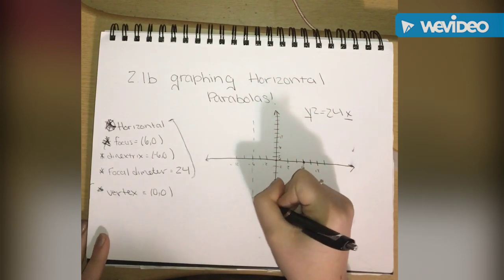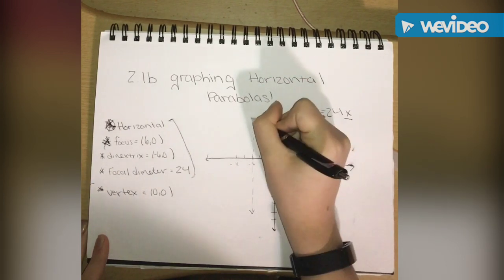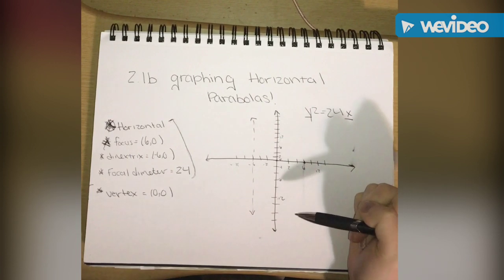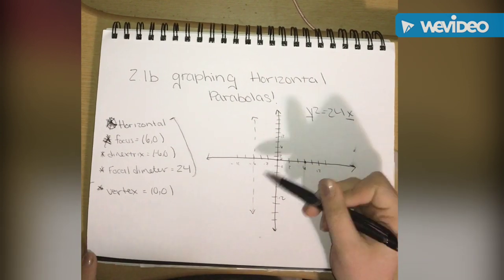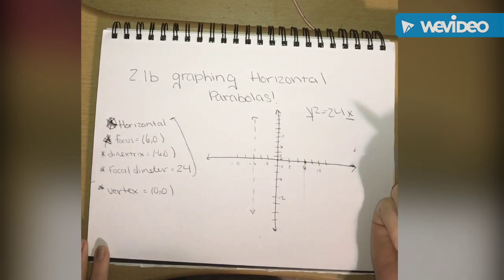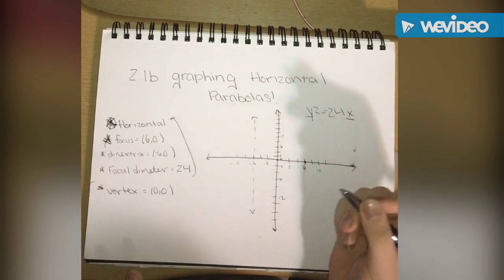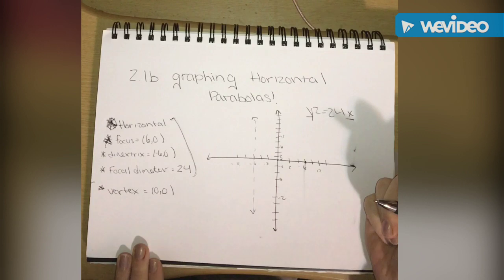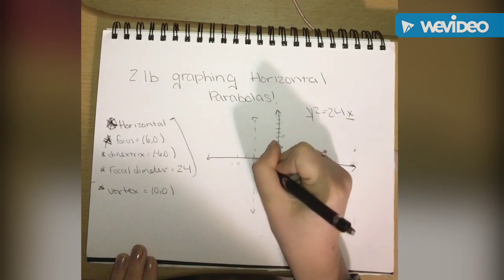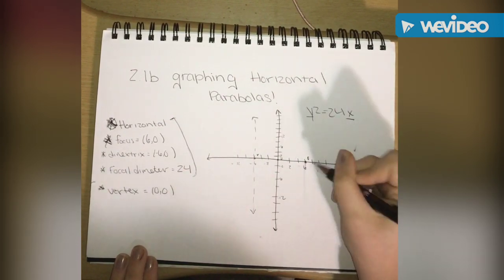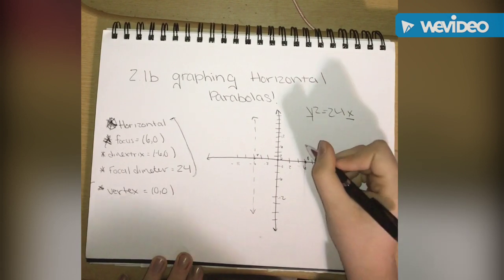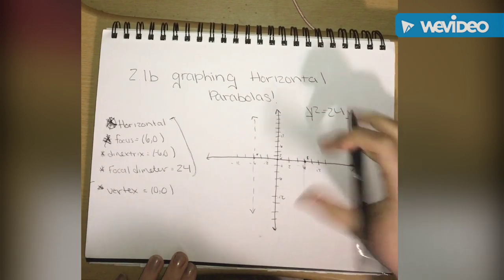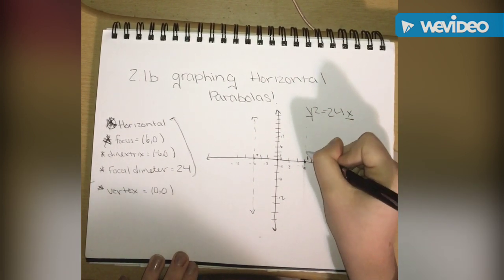You can draw your line just like this, because that is your directrix. It basically means that you're not going to go past that line. And then your focal diameter is 24, so you're going to go up 12 on one side and 12 on the other side. It's basically how wide it's going to be.